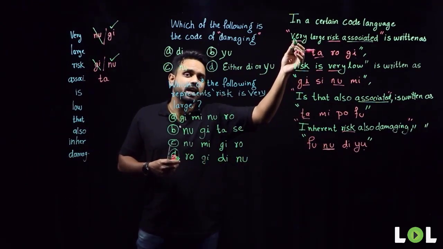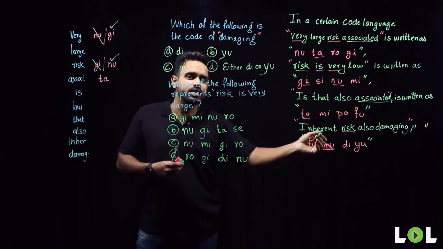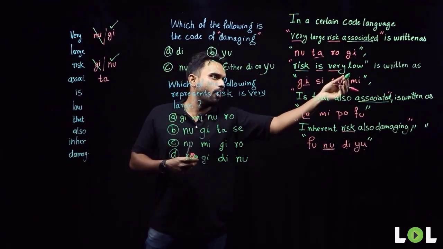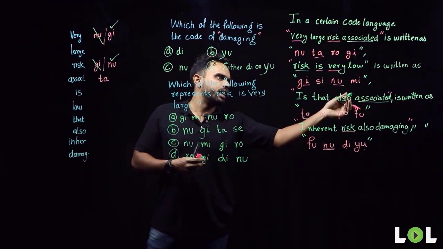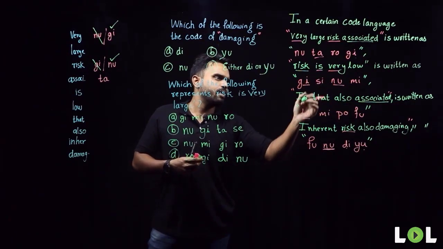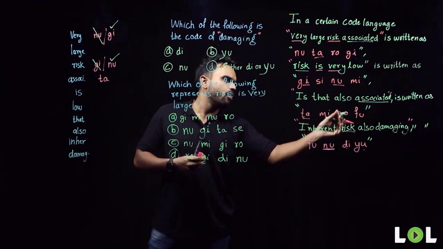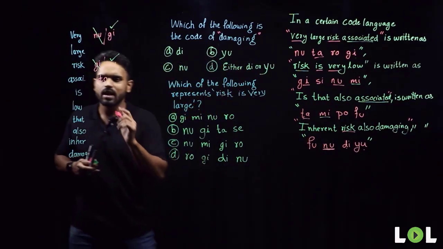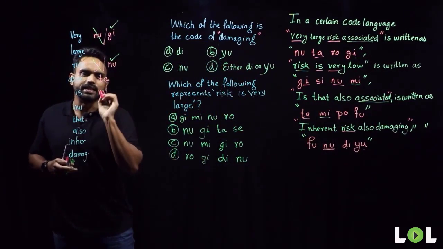Now I'll go with the next statement. Once I'm done comparing my first statement with all the three statements, I go with the second statement and start comparing it. Risk is very low. Is that also associated? Is, yes, I can see is here, and they are in common between these two sentences. To ta mi po fu. So me I can see is in common between these two codes. So me will be is.